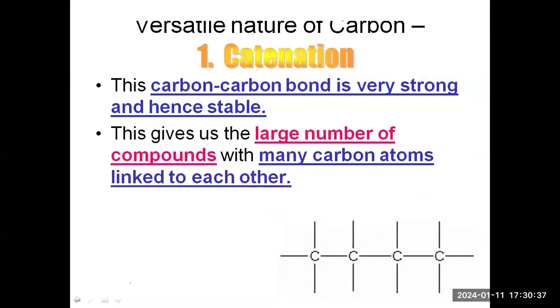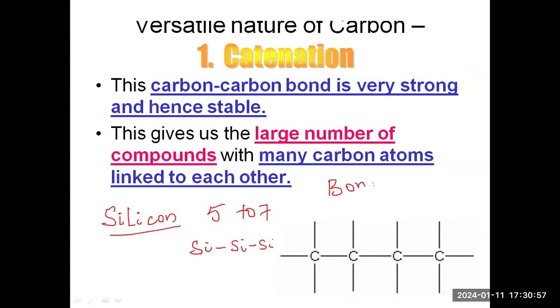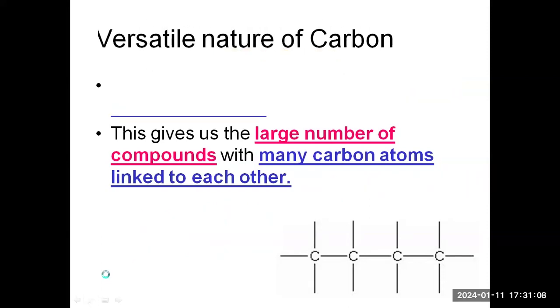Now this property of catenation is seen in silicon also, but it is not as good as carbon because you can have a maximum of 5 to 7 silicon atoms joined one after the other, but after that the chain will break. The reason is that the bond between silicon atoms is not very strong. So it cannot hold a large number of atoms.